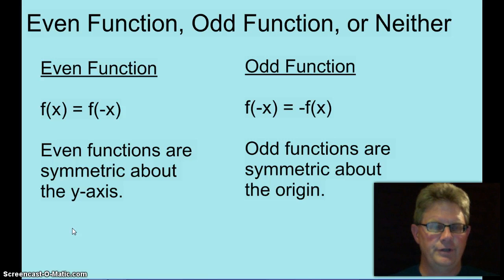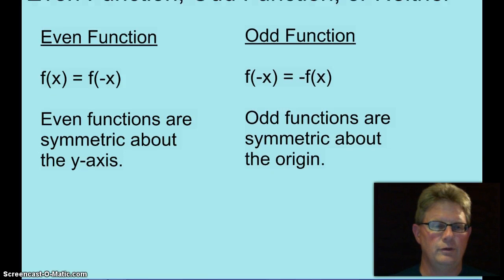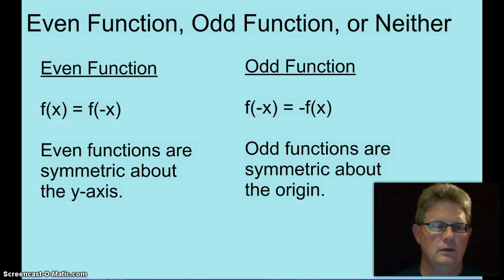Even function, odd function, or neither. Even function is where f of x equals f of negative x. We've already looked at that. That's when a function is symmetric about the y-axis. And odd functions, f of negative x equals negative f of x. We've seen that already as well. Odd functions are symmetric about the origin. I'm not going to show you any examples of that because we've already done some problems with those. So let's go ahead and move on to the next page.